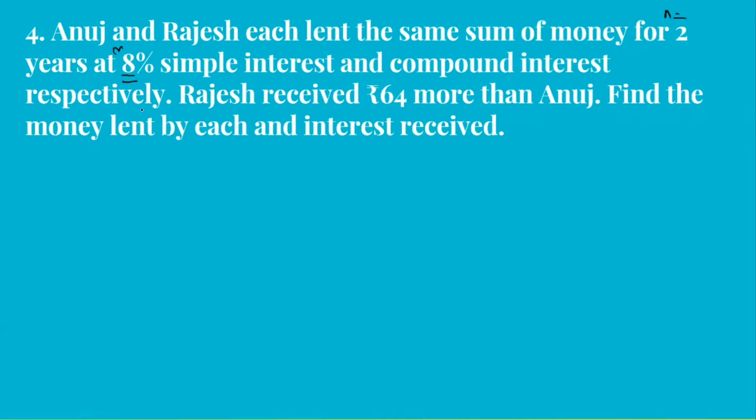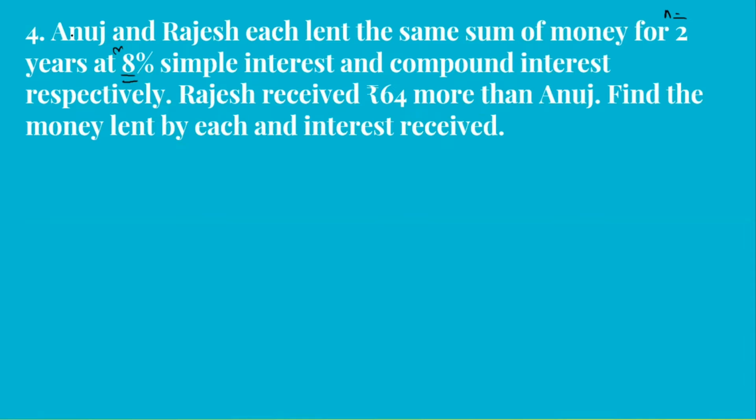Anuj and Rajesh each lent the same sum of money for 2 years at 8% simple interest and compound interest respectively. That means Anuj has lent with simple interest and Rajesh has lent with compound interest. Rajesh received rupees 64 more than Anuj. Find the money lent by each and the interest received.